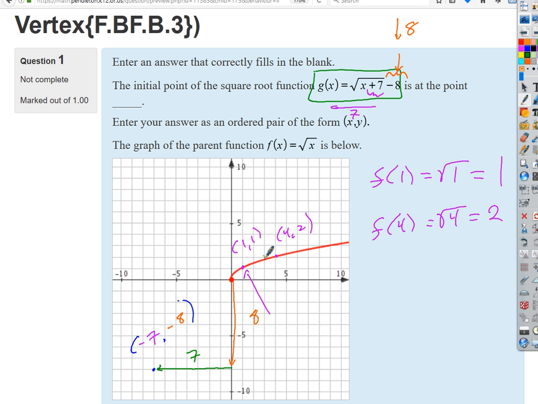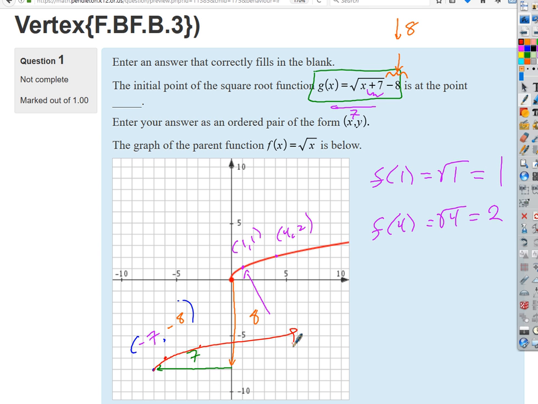Because I've just dragged this parent function. Everybody agree? Okay, so then I'd go over 1 and up 1, and I'd go over 4 and up 2, and I would just get something kind of like that, wouldn't I? Okay, so do we even really have to think about this as starting with a parent function and dragging it? Not really. You see the jump we're going to make here?